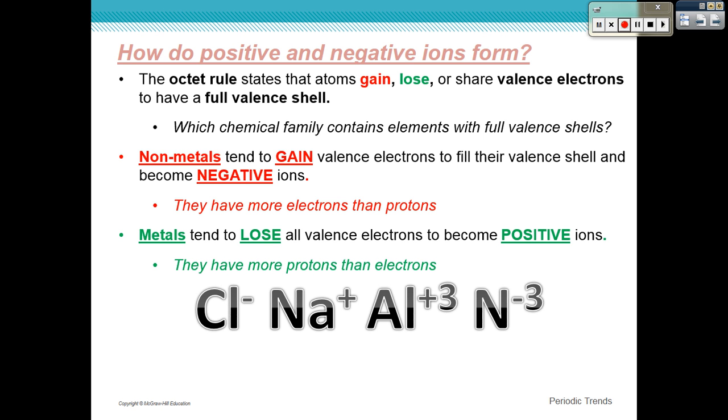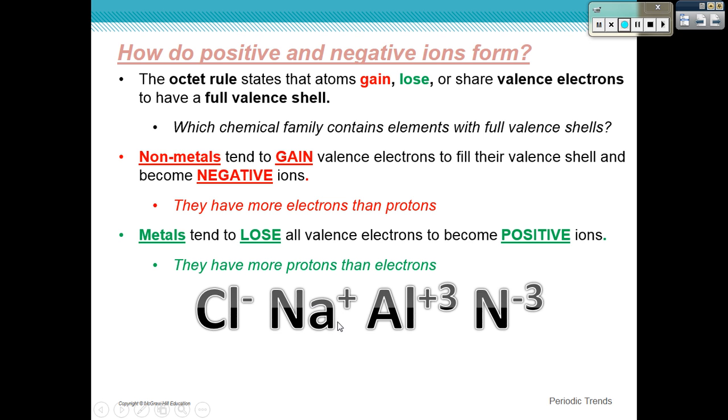Here are 4 examples of ions. You have the chloride anion. We have the sodium cation. We have an aluminum +3 cation, and we have a nitride anion, and we'll learn about the names in the next section. But we see here that says chlorine -1. So it somehow has gone through some type of change to become a -1 charge.